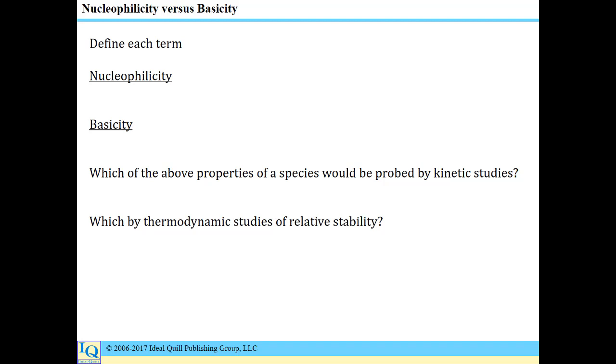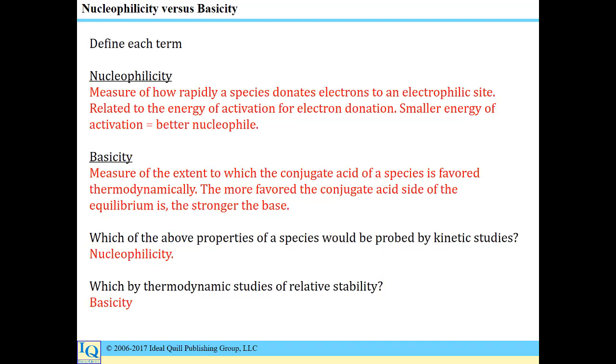Our first problem deals with defining nucleophilicity and basicity. A simplified way to think of nucleophilicity is that it is a measure of how rapidly a species donates electrons to an electrophilic site. The nucleophilicity is related to the energy of activation for that electron donation step. A smaller energy of activation for electron donation corresponds to a better nucleophile.